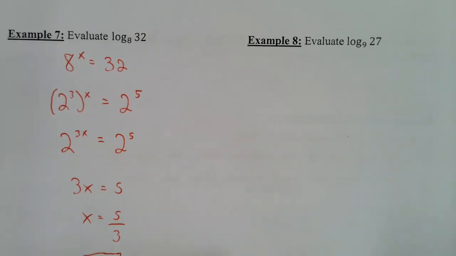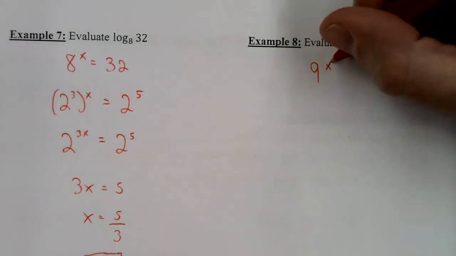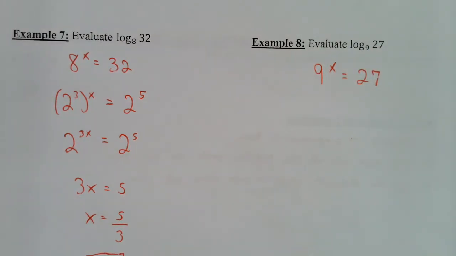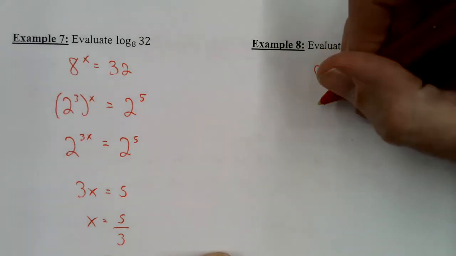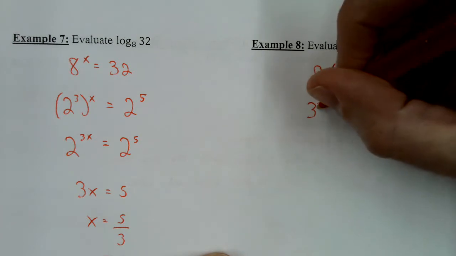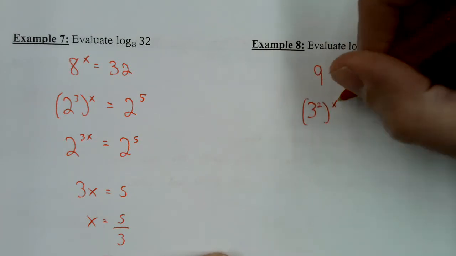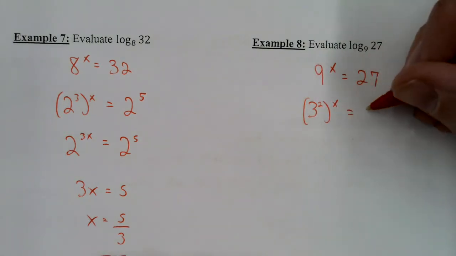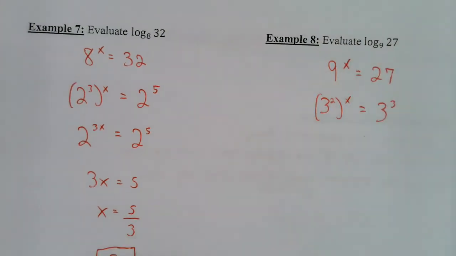Same thing for example 8. Let's write it in exponential form first. 9 to the x power equals 27. And then let's try to write each side with the same base. You can write each side with the base of 3. There's no secrets to getting that. You have to figure that out on your own. 9 is the same as 3 squared, and 27 is the same as 3 cubed.